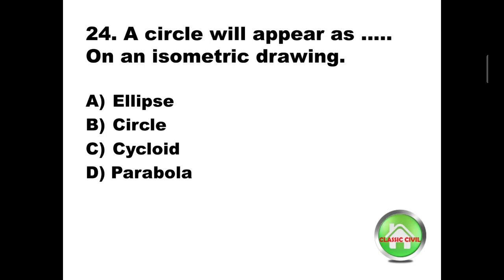Question number 24. A circle will appear as dash on an isometric drawing. Option A ellipse, option B circle, option C cycloid, option D parabola. Answer is option A, ellipse.